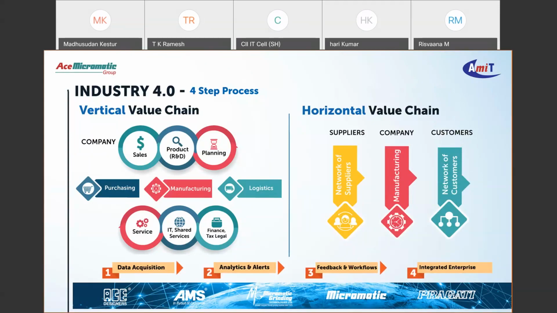So there is a data acquisition process, an analytics process, a feedback process, and an integration process. So these four stages will be involved in your industry project.